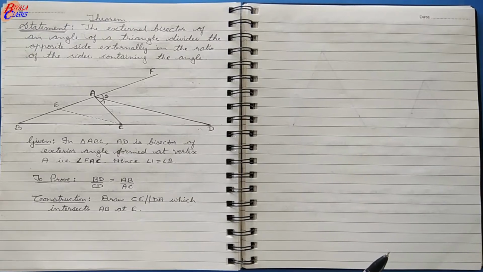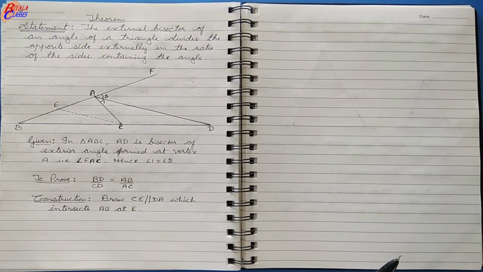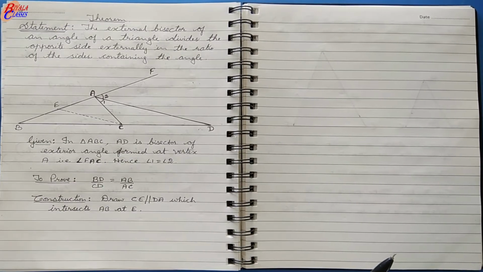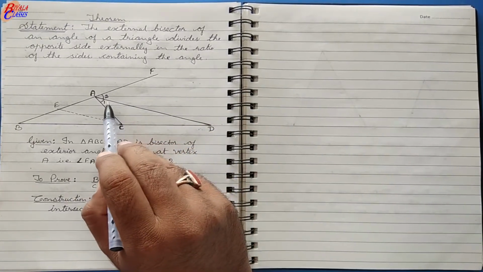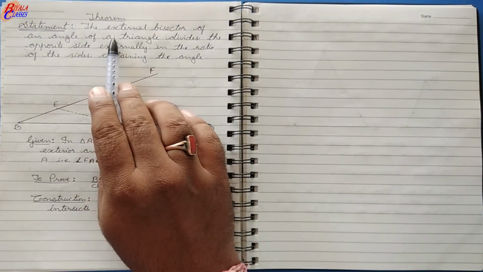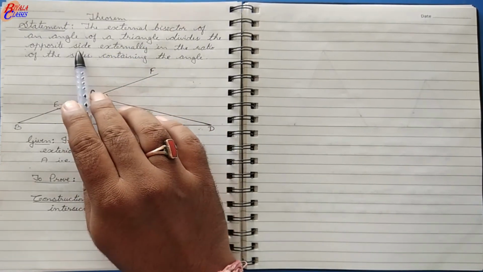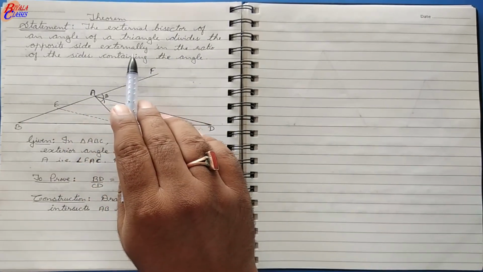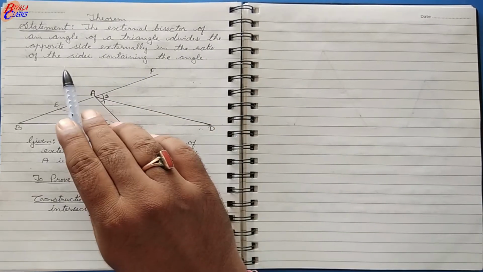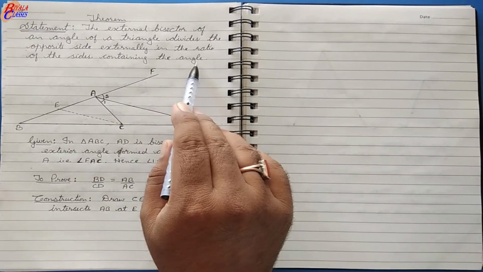Welcome to Beyond Classes. Now today we'll continue with the chapter similarity only. The next theorem which we have to discuss today is about the external bisector of an angle of a triangle. So the statement says the external bisector of an angle of a triangle divides the opposite side externally in the ratio of the sides containing the angle.